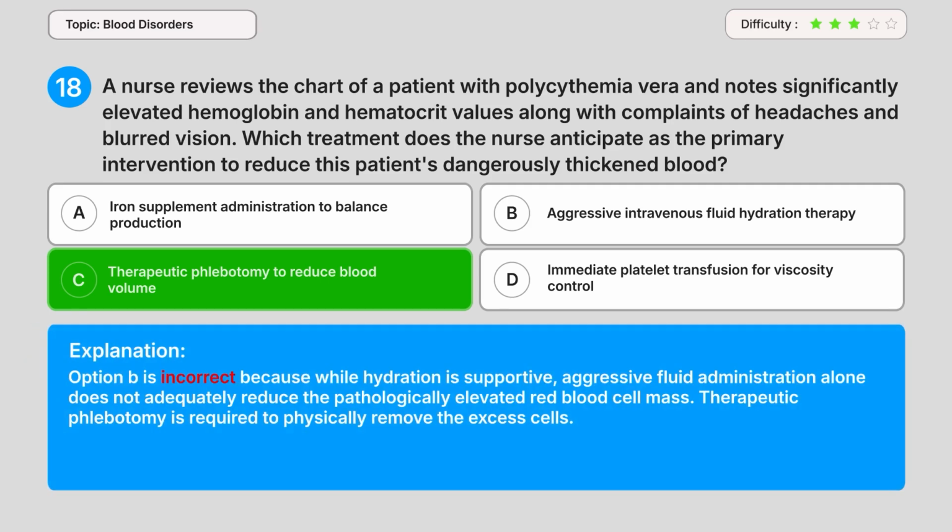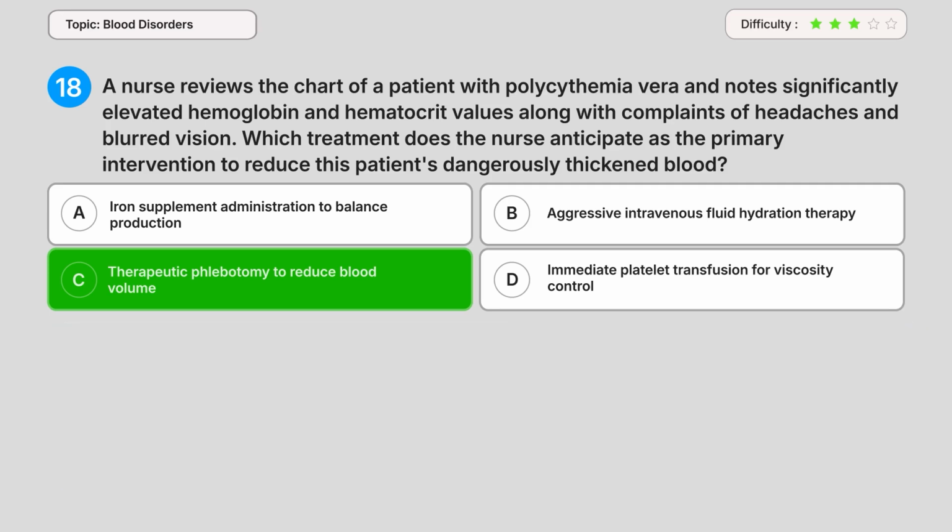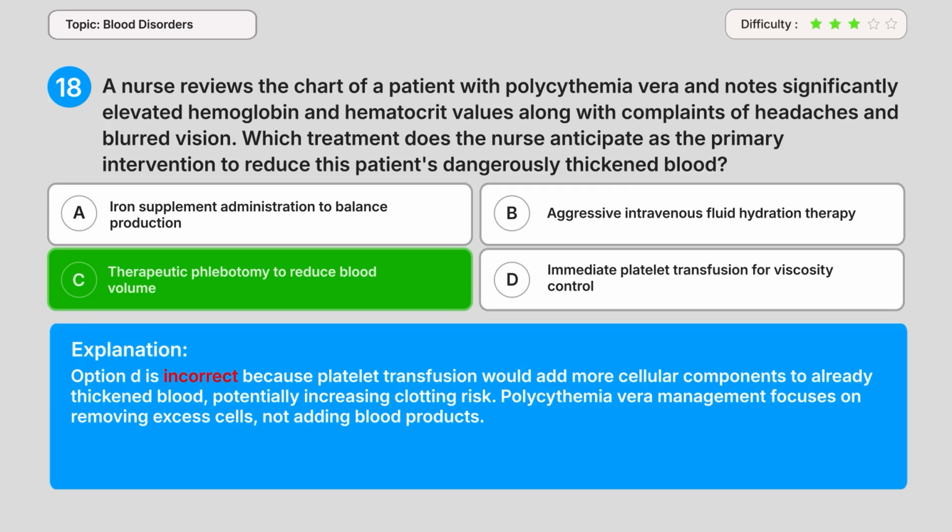Option B is incorrect because while hydration is supportive, aggressive fluid administration alone does not adequately reduce the pathologically elevated red blood cell mass. Therapeutic phlebotomy is required to physically remove the excess cells. Option D is incorrect because platelet transfusion would add more cellular components to already thickened blood, potentially increasing clotting risk. Polycythemia vera management focuses on removing excess cells, not adding blood products.